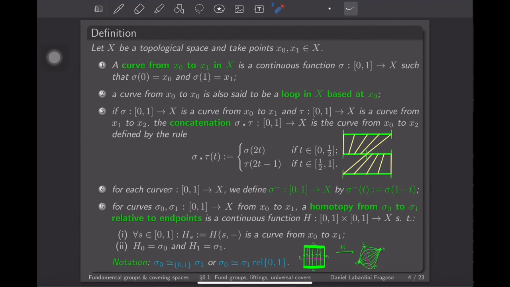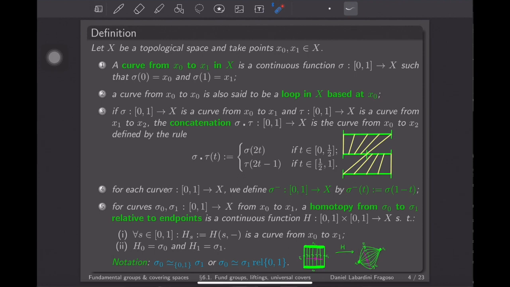Then terminology. So we assume X to be a topological space, and inside a topological space take 2 points. And then a curve from one point to the other, we define it to be a continuous function from the unit interval to X that starts in one point and ends in the other. A curve that connects a point to itself is also called a loop based at such point.